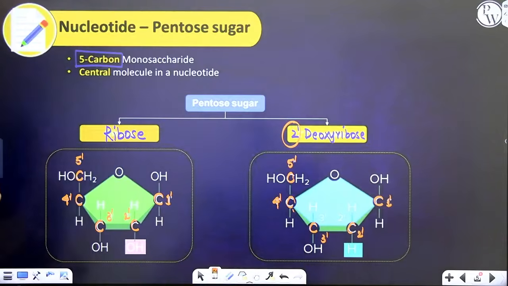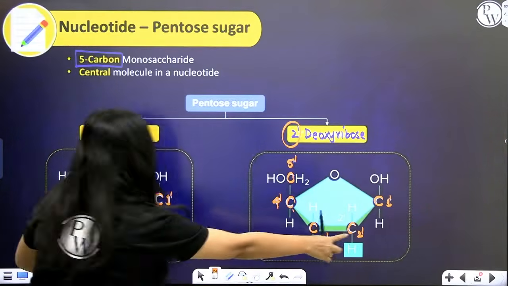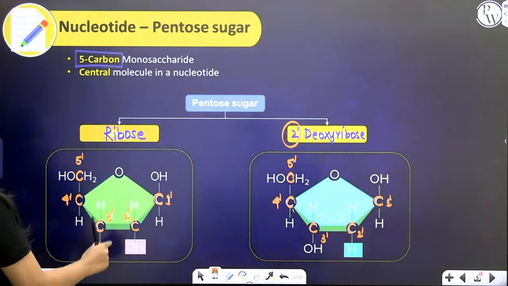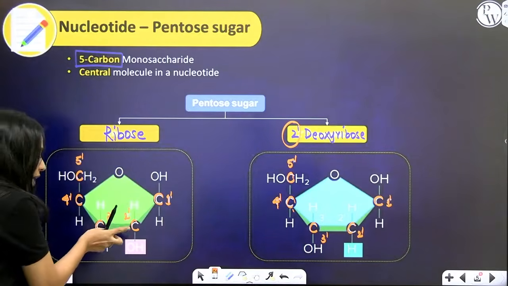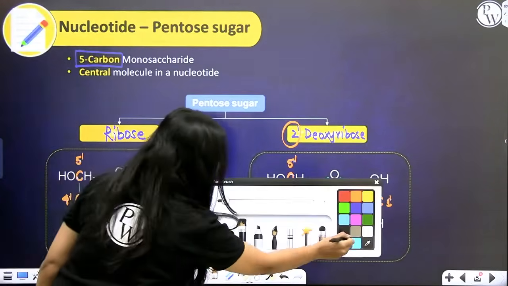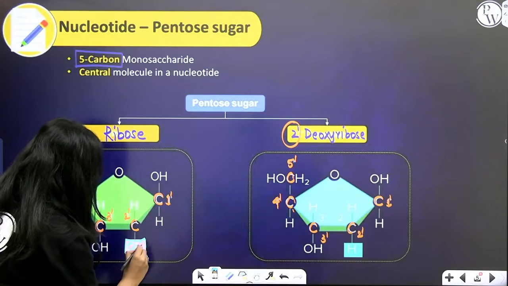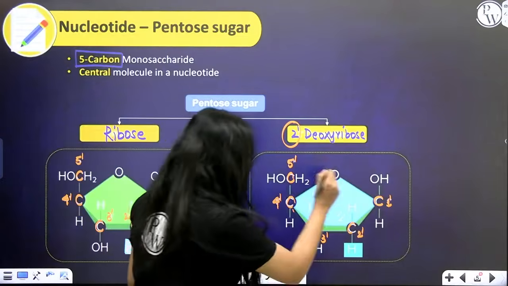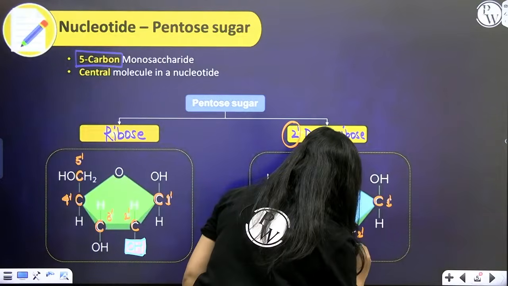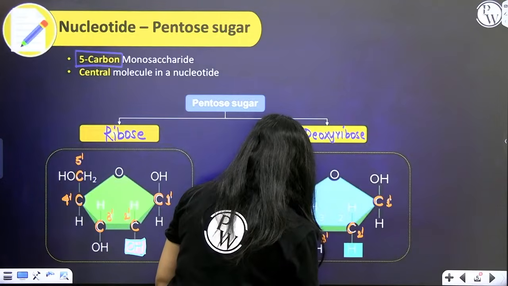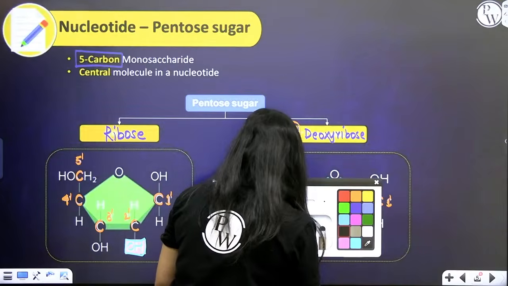Now let's focus only on the second prime carbon, which is this carbon here. As you can see, in ribose, attached to this carbon, you have a hydroxyl group. Over here, we have a hydroxyl group. Whereas when you look at deoxyribose, to the same second carbon, you have a hydrogen attached instead.